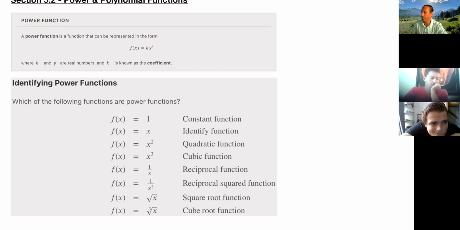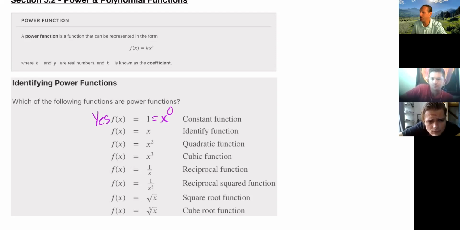X to some power. Notice here, I don't even see an X. But could I write it as an X? Could I write that as X to a power? X to 0. Very good, Zenon. Anything to the 0 power other than 0 is equal to 1. Very good. So yes, this is what is called a power function.